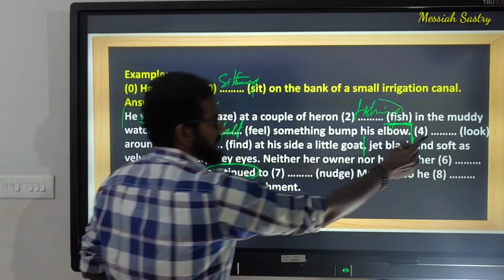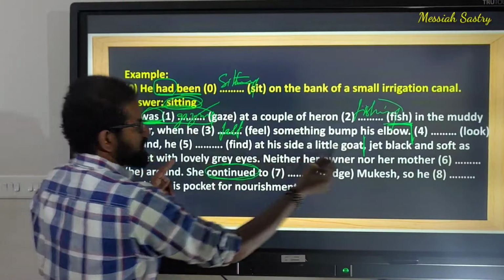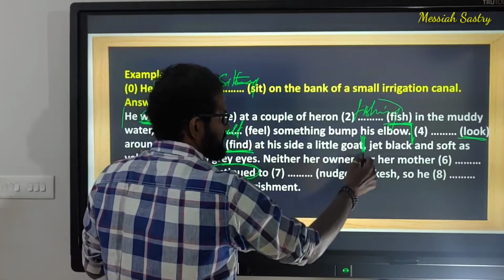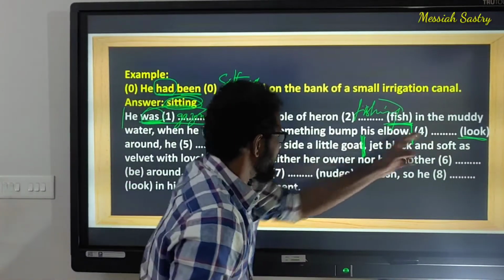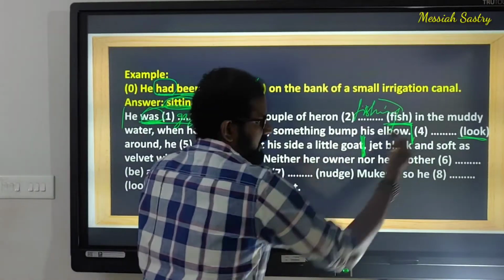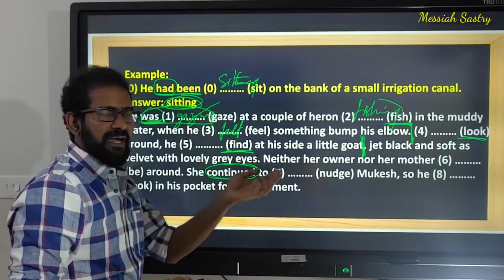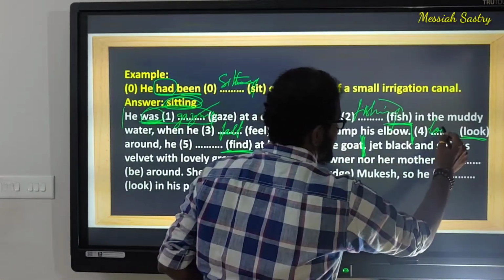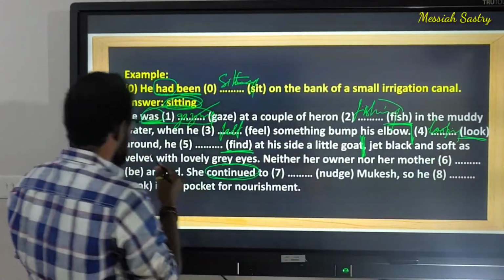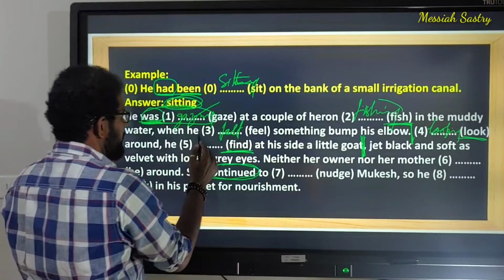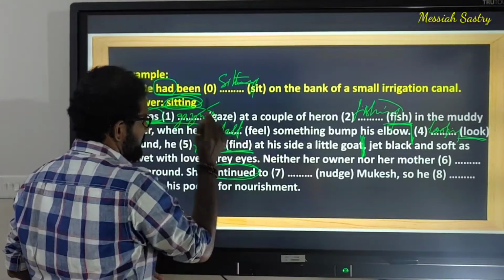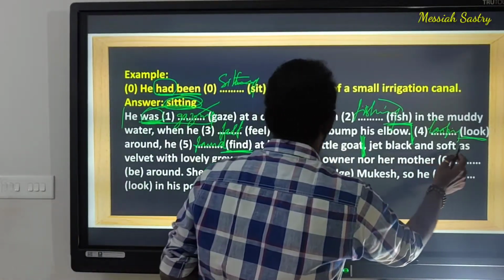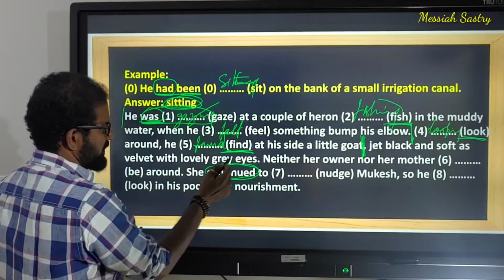Look at here, fourth blank. Look around. He. So here is a verb. Again another verb in a simple sentence. In a clause, we have two verbs. So two verbs cannot be main. One has to be the main verb, another one has to be a participle. So here we make this a participle. Looking around, he found at his side a little goat, jet black and soft as velvet with lovely grey eyes.